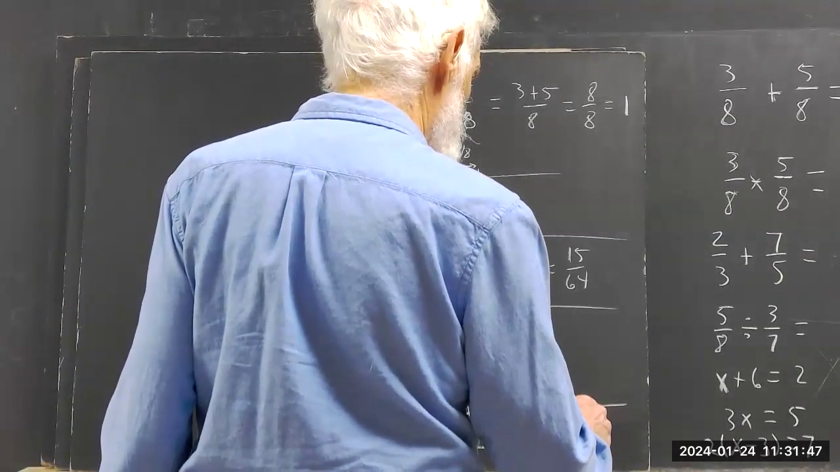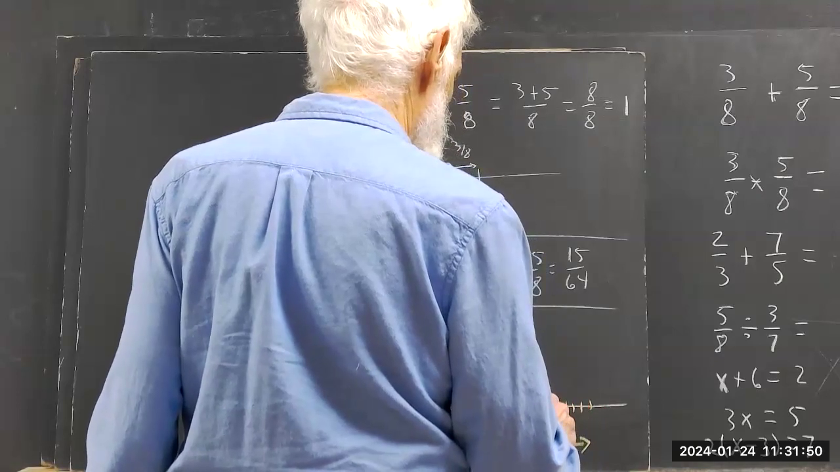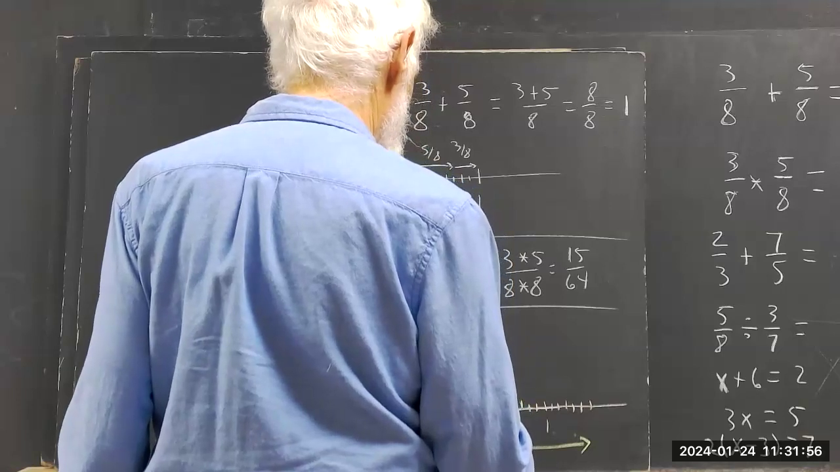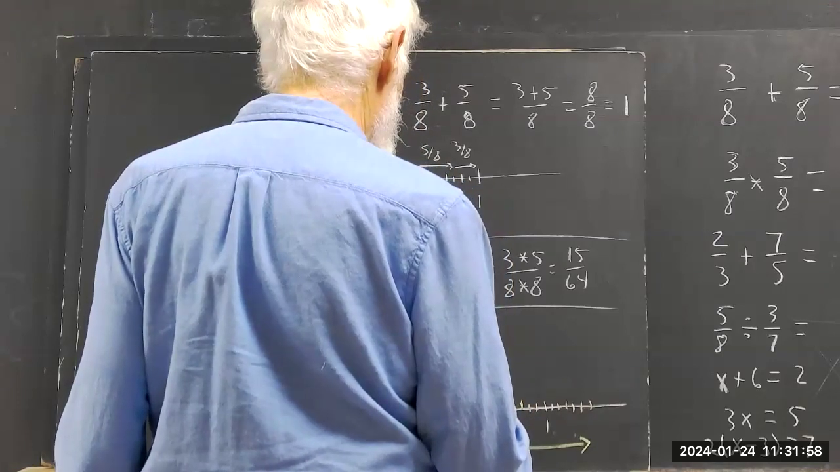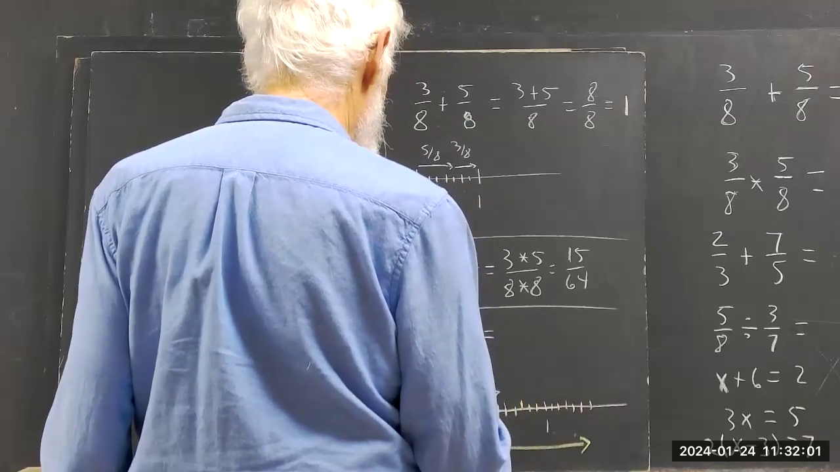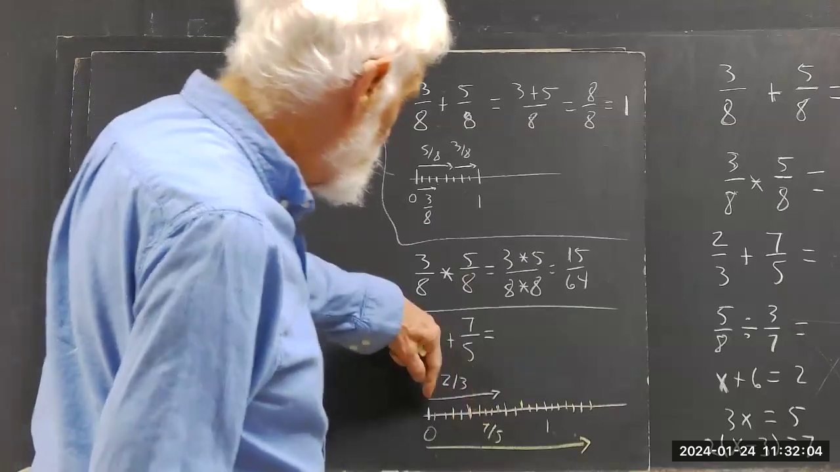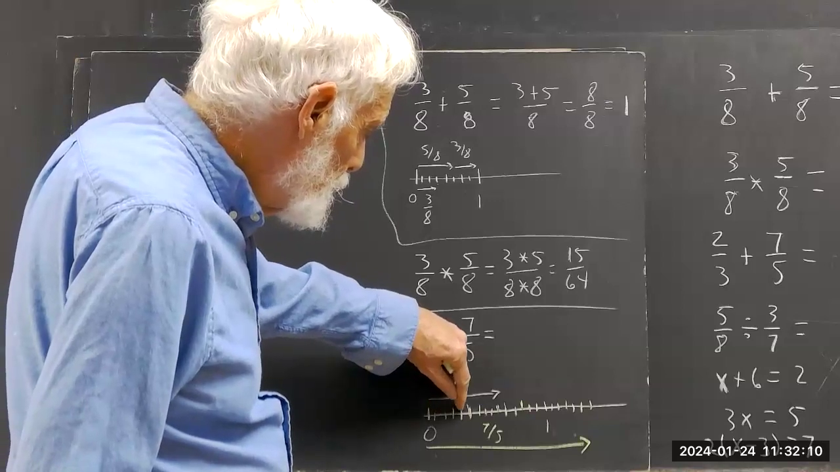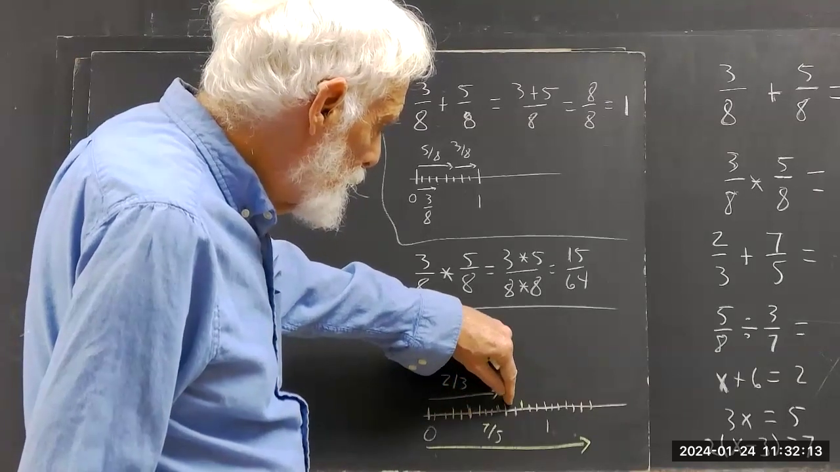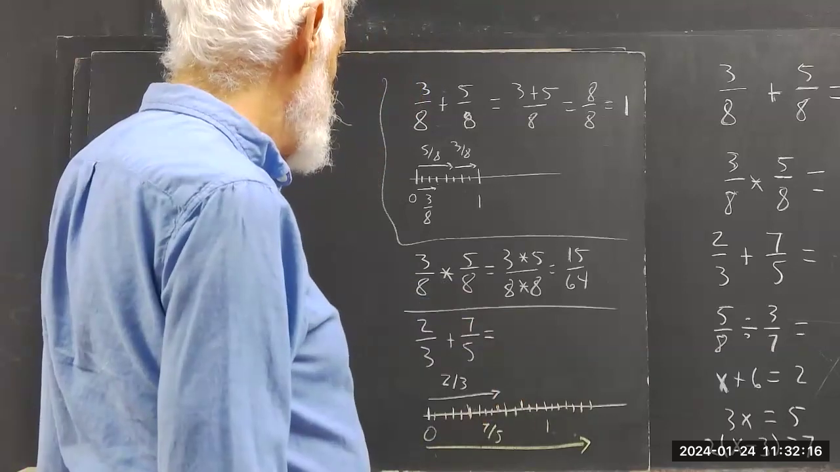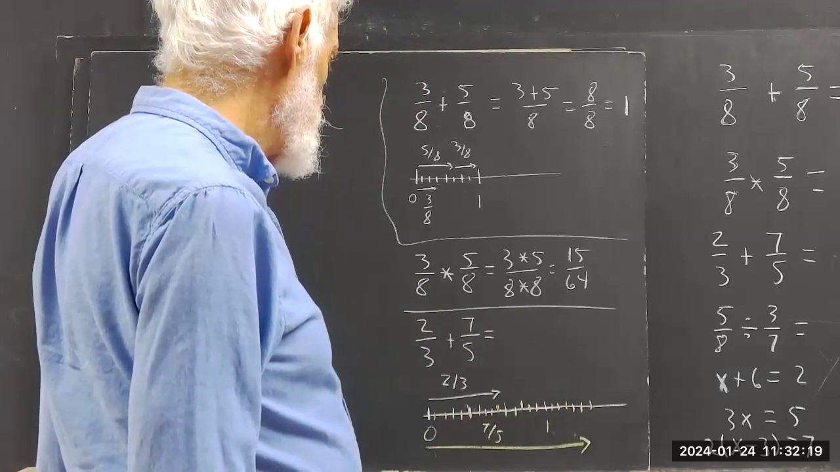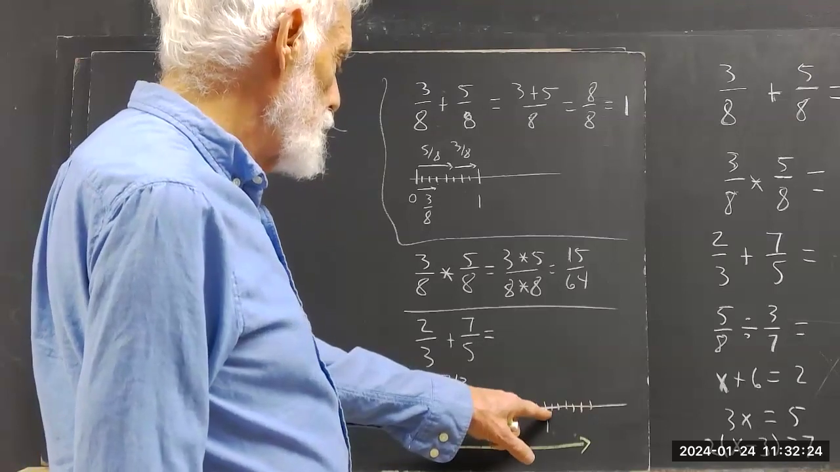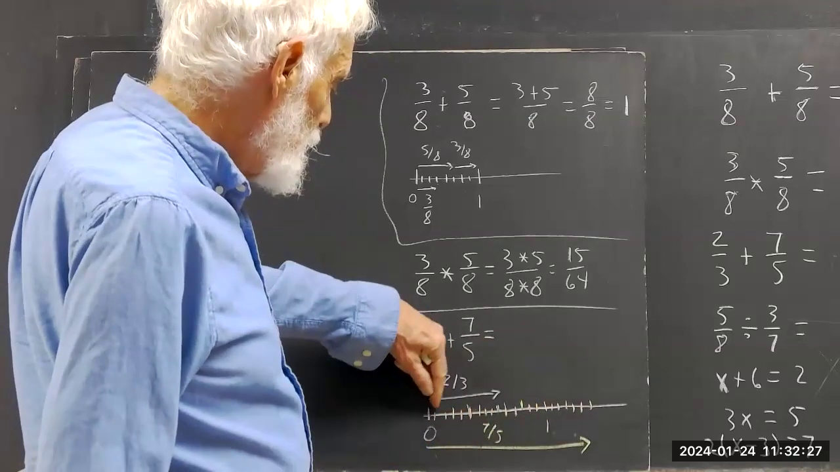I can divide this into 3 parts. Divide this one into 3 parts. I divide this one into 3 parts. I divide this one into 3 parts. Divide this one into 3 parts. This one into 3 parts, and this one into 3 parts. Now, how many parts do I have between 0 and 1? If I count the small marks, 1, 2, 3, 4, 5, 6, 7, 8, 9, 10, 11, 12. 3, 6, 9, 12, 15. I get 15 of them out to 1. There are 15 little intervals there.